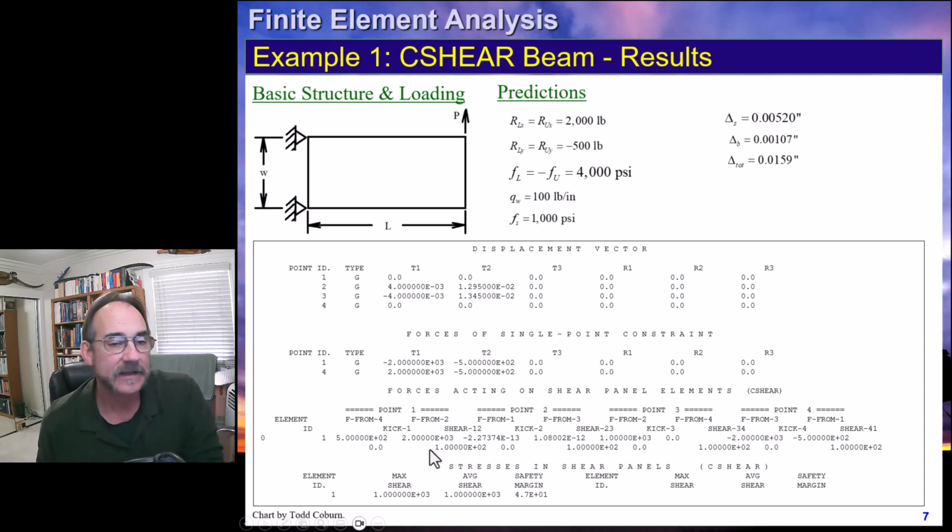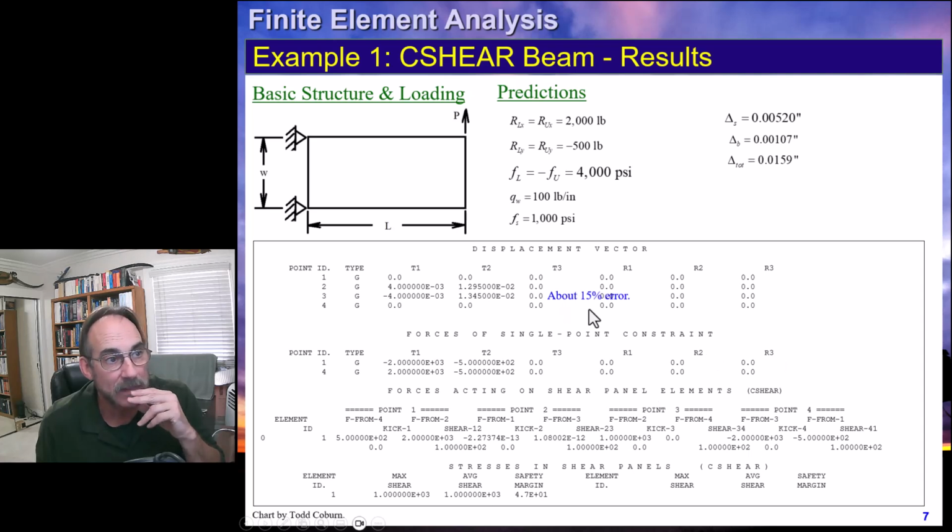And then we can see the shear panel output and the shear stresses. We can see the shear stresses are correct by inspection. We're going to drill down on the shear forces a little further in just a minute. But this is showing about 15% error for the deflection, which is not bad given the assumptions that we're making here. Okay, so that's basically how we can create and run a shear model.